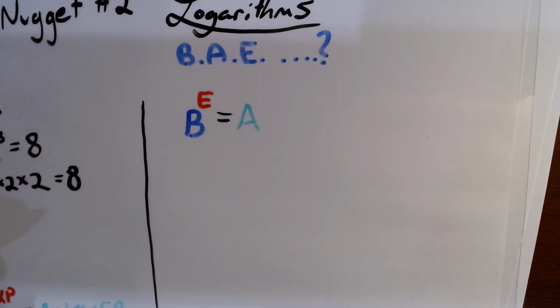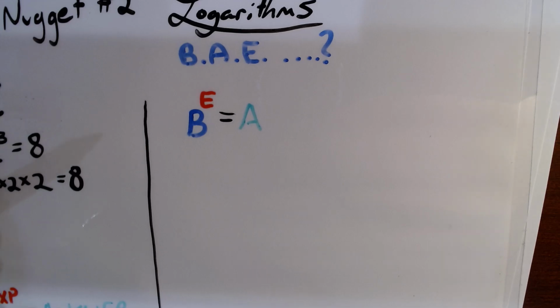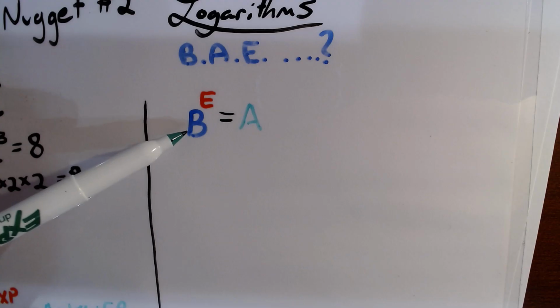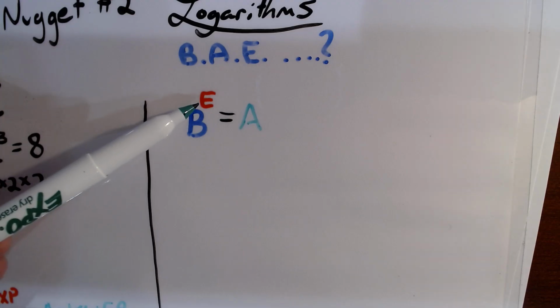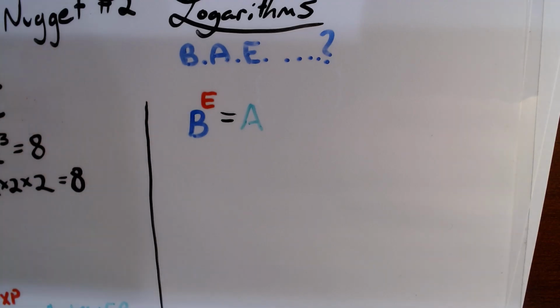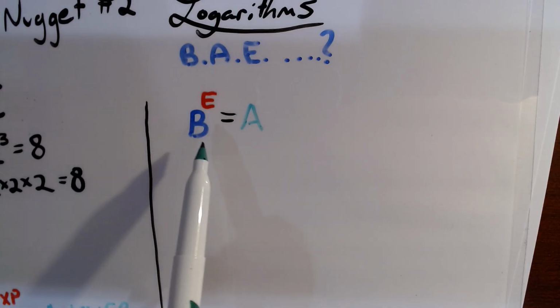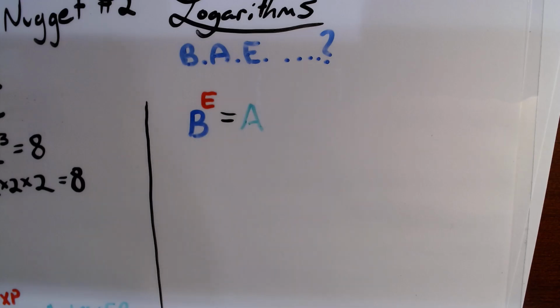And one more time, I can't emphasize this enough. I'm jogging our memory to make sure this is in here. Base, the number we're working with, e, exponent, the number of instances we're going to be multiplying it by, a, answer, the results you get, okay? You see these three letters here, and now you see BAE up here, okay?